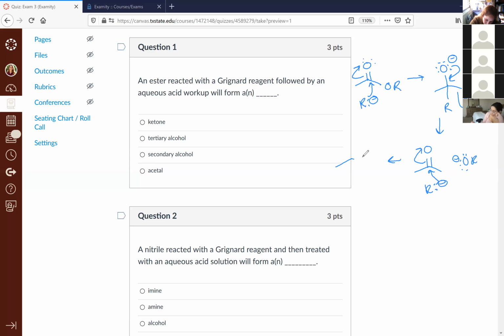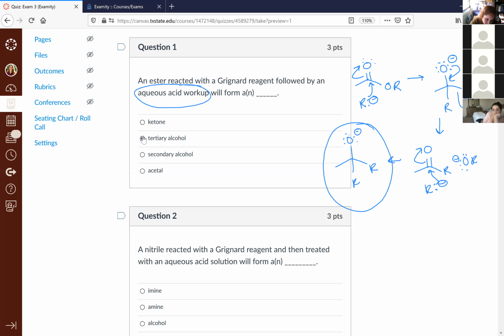And that's where we end up with a tertiary alkoxide. Oops, sorry, I forgot my R group there. Which will then get protonated by the aqueous acid workup, because at this point there's nothing more that you could do with a Grignard, and you end up making a tertiary alcohol. So tertiary alcohol is the answer.